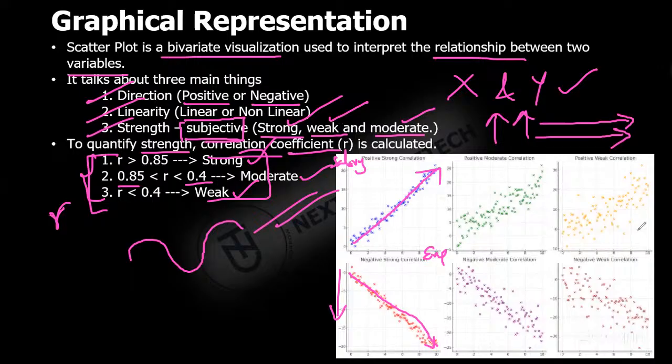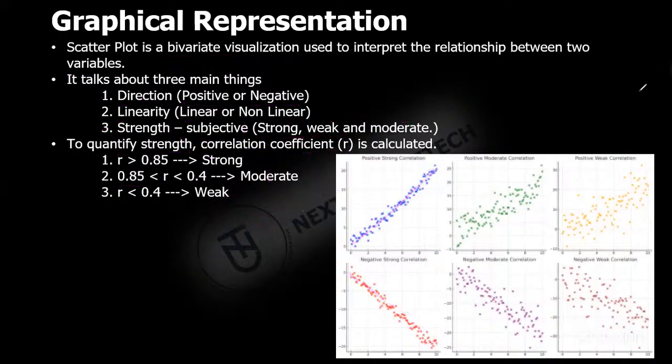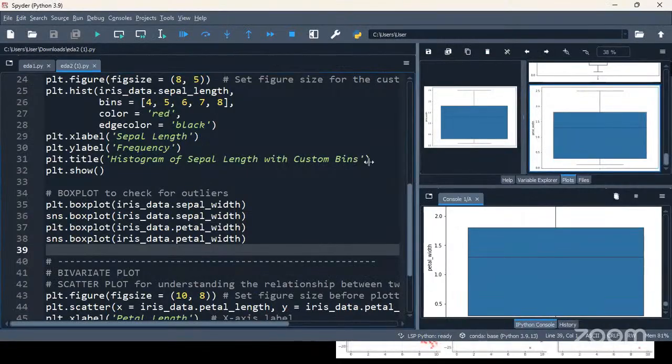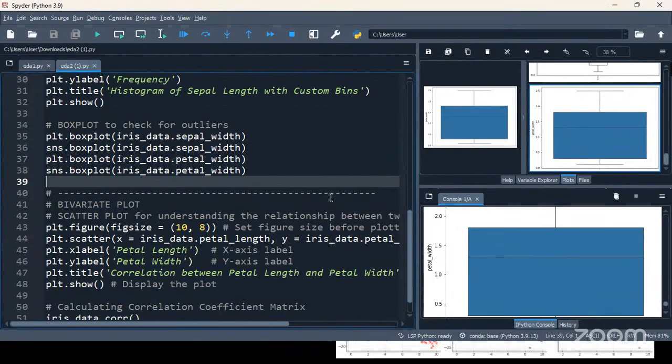Now let us visualize a scatter plot by taking two columns at a time, and you have to tell me the strength. So what I'm going to do here is come up with a figure function. The figure function from plt, matplotlib.pyplot, will create a figure of size 10 by 8.